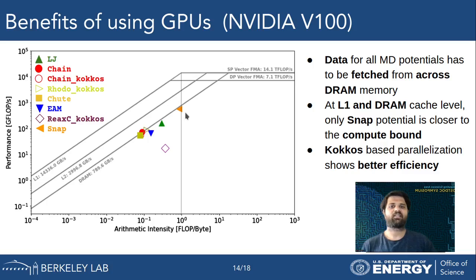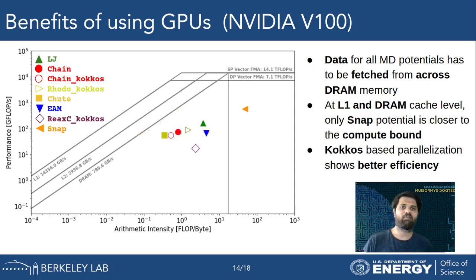One thing to note is that if you look at the SNAP potential, it lies exactly on this line, meaning that it's on the border of memory bound and compute bound, which shows good utilization of resources. If you measure the same thing as a function of memory moved across DRAM, we find that the SNAP potential is comfortably in the compute bound region.